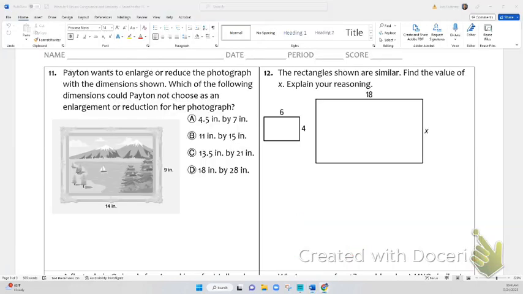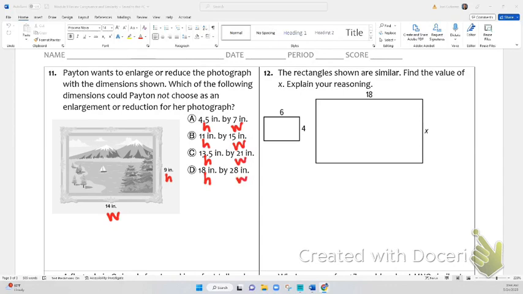All right, so for number 11, it says Peyton wants to enlarge or reduce the photograph with the dimensions shown. Which of the following dimensions could Peyton not choose for his enlargement or reduction? So for this one, what I did is I put a W here because the 14 is your width, the 9 is your height, right? The smaller number will be the height, which means the larger number is your width.